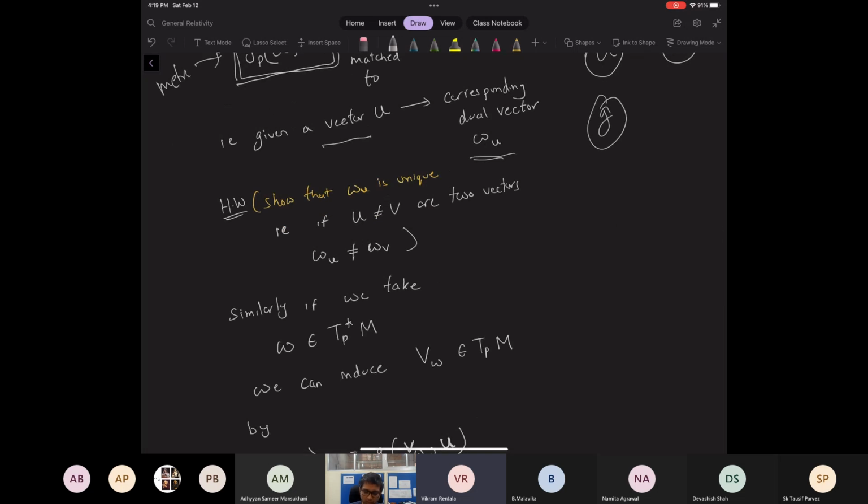One homework exercise for you is to show that the dual vector omega_U is unique. That is, given a vector U which is distinct from a vector V, the dual vector that you get for U is distinct from the dual vector that you get for V. So if U and V are two distinct vectors, then omega_U and omega_V are distinct.